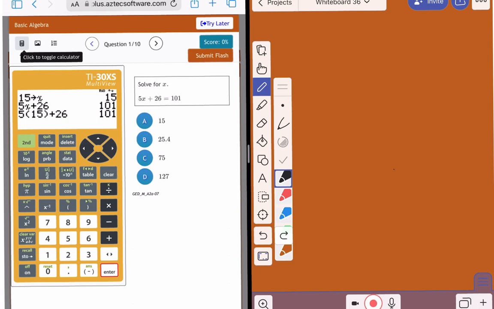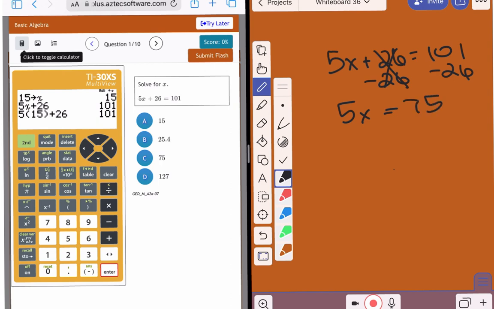But the longer version of this is 5x plus 26 equals 101. We want to, of course, subtract 26 from both sides. 26 cancels out. We get 5x equals whatever 101 minus 26 is, which is 75. That means 5 times something equals 75. We would figure that out by dividing through by 5. And we get x equals 15.